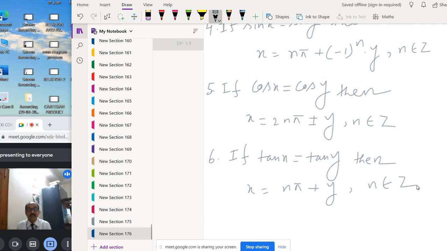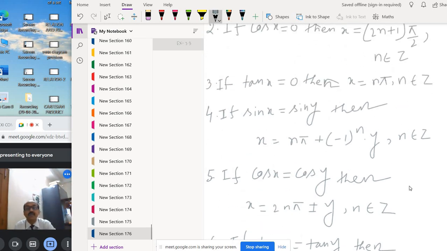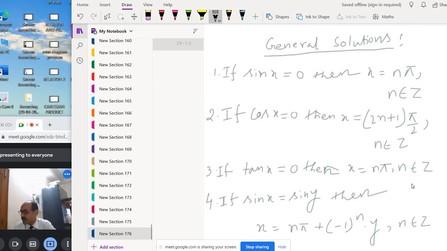So exercise 3.4 question is: find the principal and general solution of the following equations. Okay. Some equations are given. So find principal value and general solution. Okay. So 3.4 first question is tan x equal to root 3.